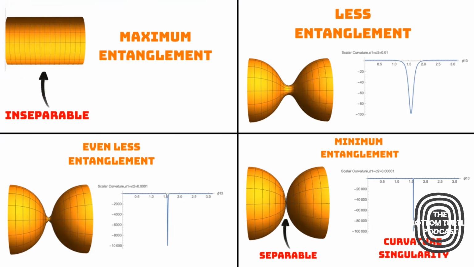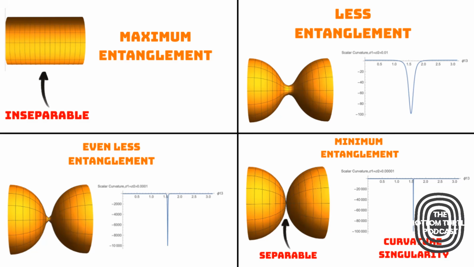And so going back to that picture at the very beginning of the conversation, where I have maximally entangled, less entangled, even less entanglement, minimum entanglement, these are actual manifolds of purifications that I constructed using mathematics. And so what you see is that when they're maximally entangled, I have a perfect cylinder. There's absolutely no separability whatsoever.